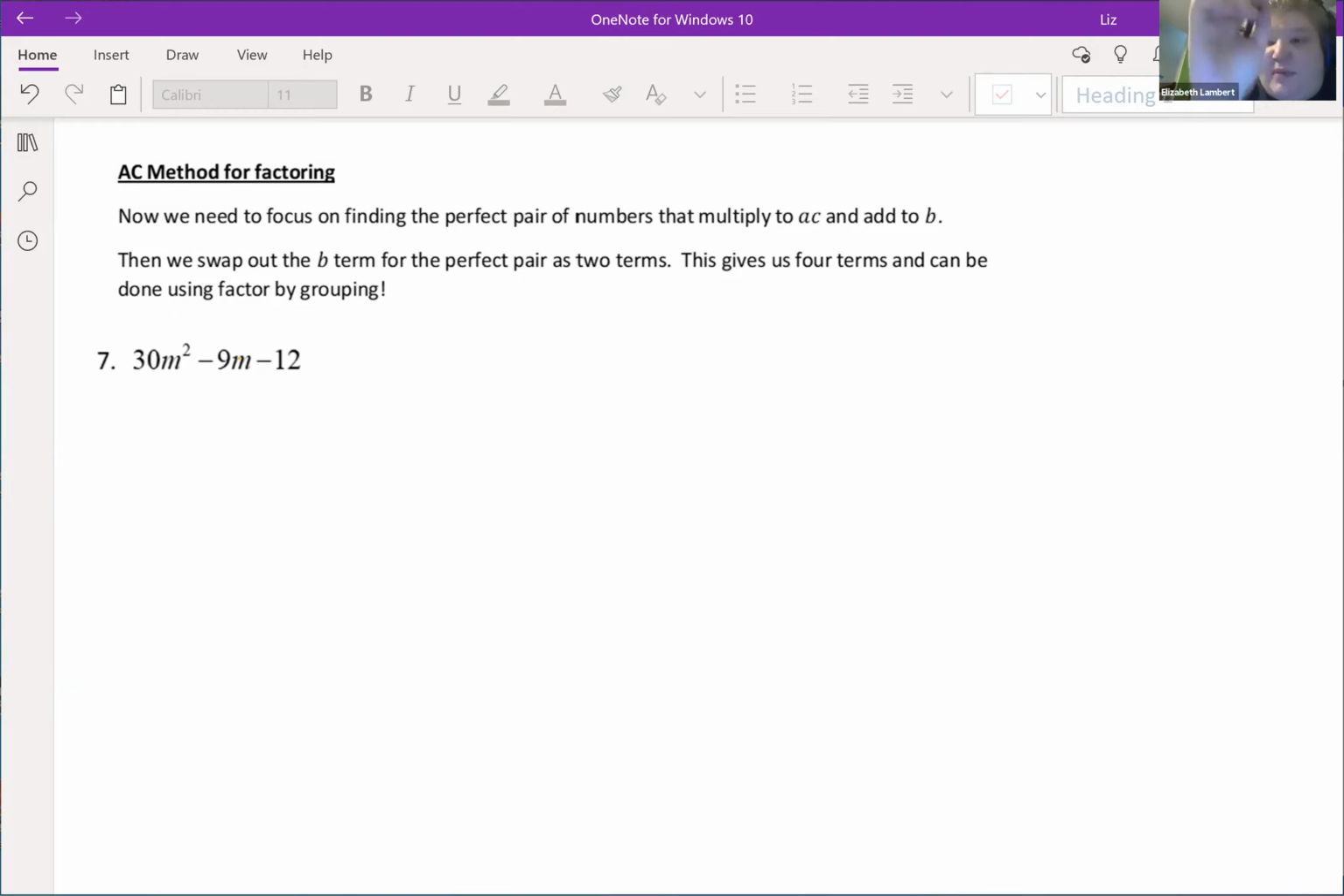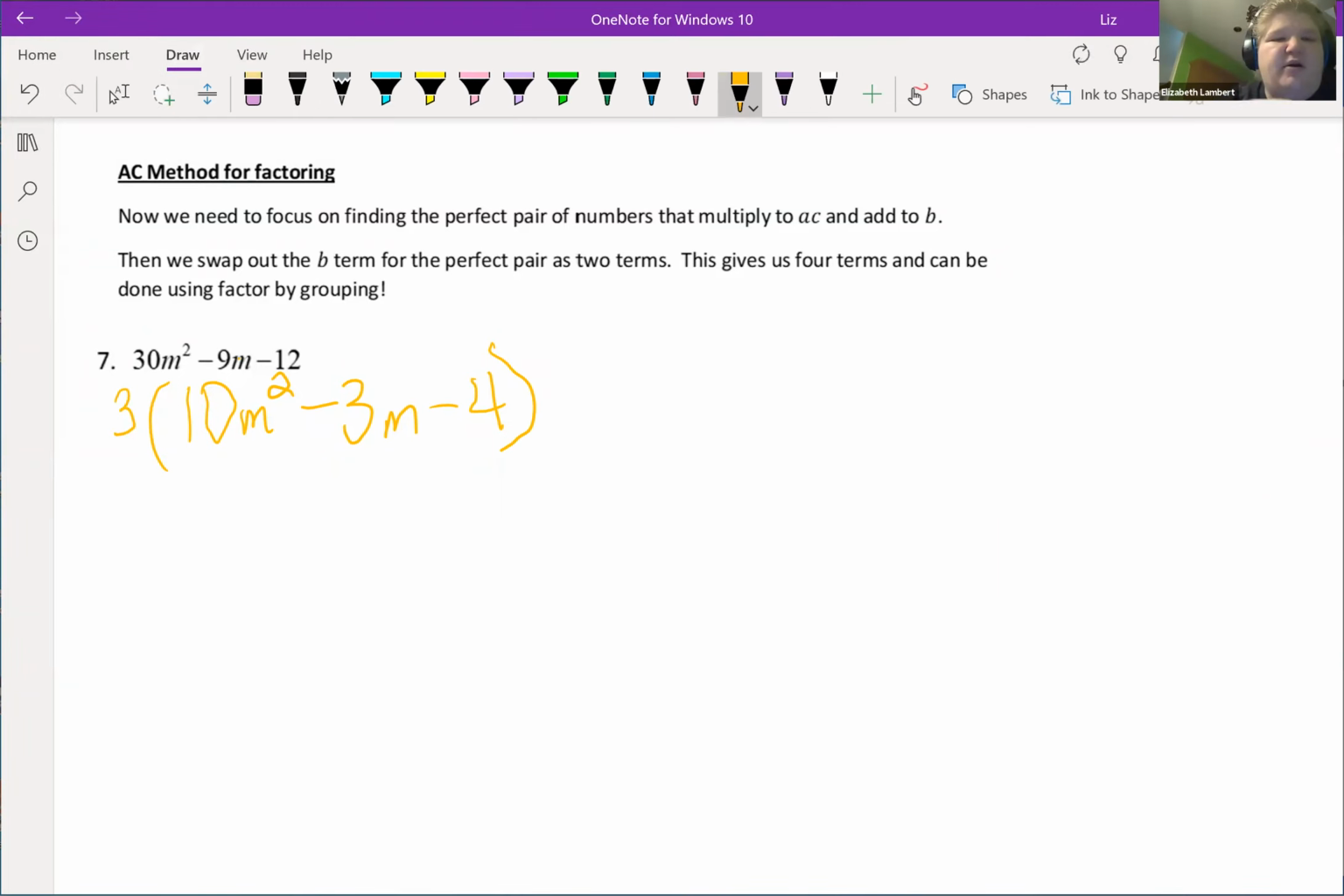These are all divisible by 3, so 3 is coming out. This will leave us with 10m squared minus 3m minus 4. All right, so with AC, we're still finding that perfect pair, but now, instead of just multiply to C, add to B, it has to multiply to A times C.